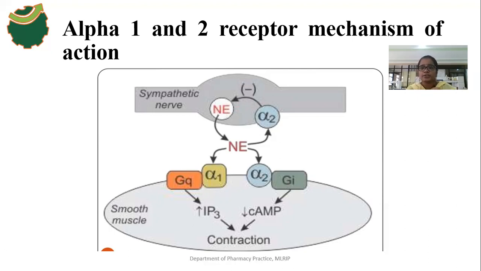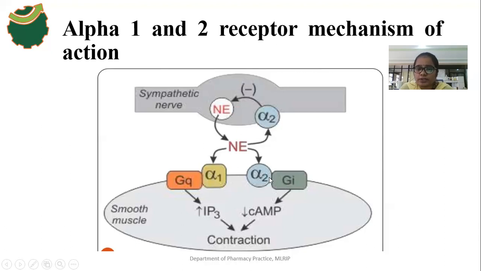Upon the phosphorylation of this myosin protein, what will happen? The contraction effect will be produced in smooth muscles. So noradrenaline binds with alpha 1 receptors and shows a contraction effect on smooth muscles. Next, the alpha 2 receptor mechanism of action. If noradrenaline binds with alpha 2 receptors, what will happen?